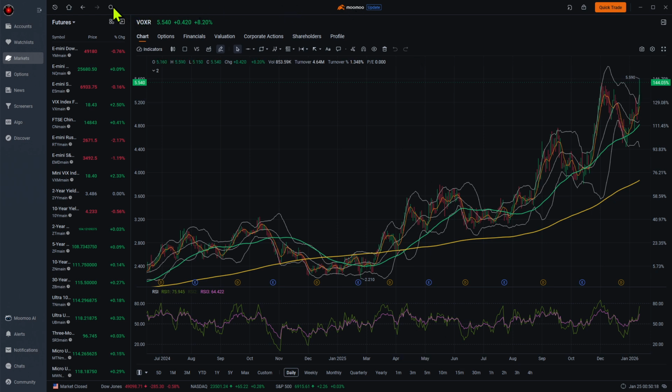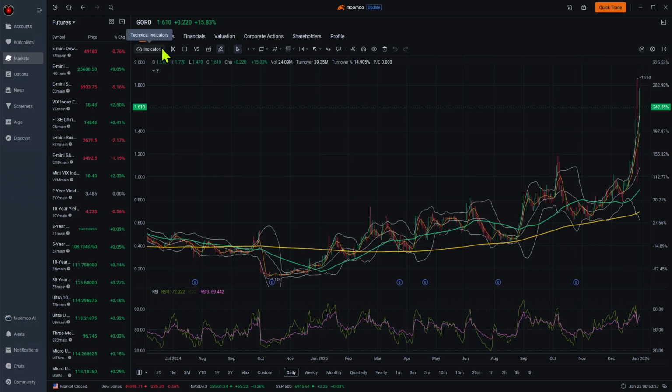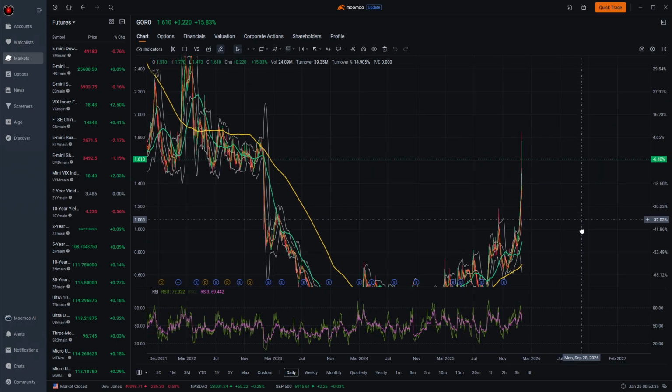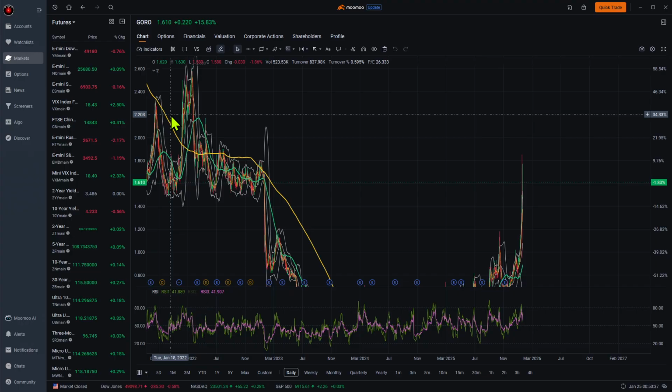GoRo. That's another miner, correct? GoRo Resources, Gold Resources. Boom. Yeah, I've looked at this before. Yeah, we should come up into this area, which we have. So I would expect to pop out of it a little bit and then get our handle.